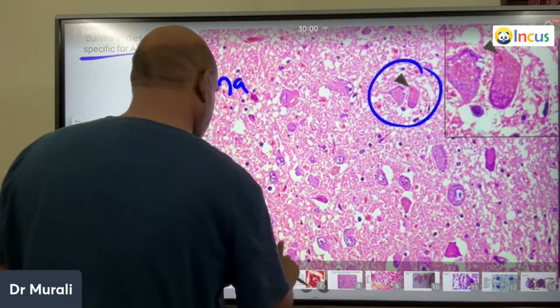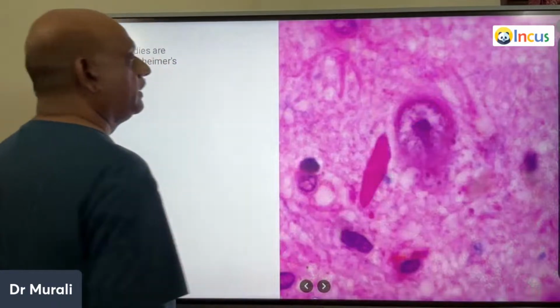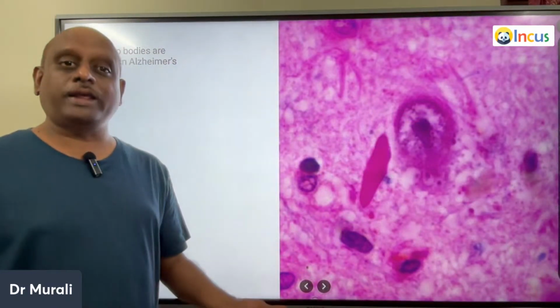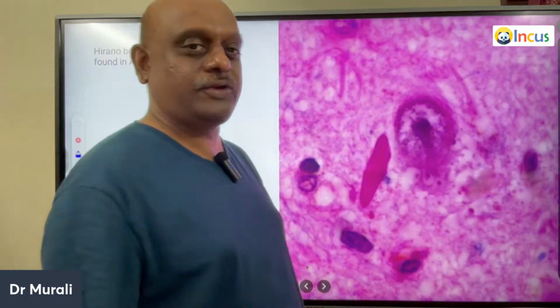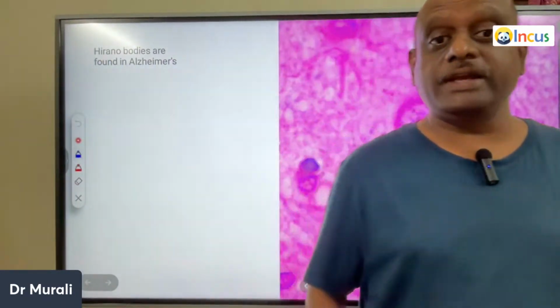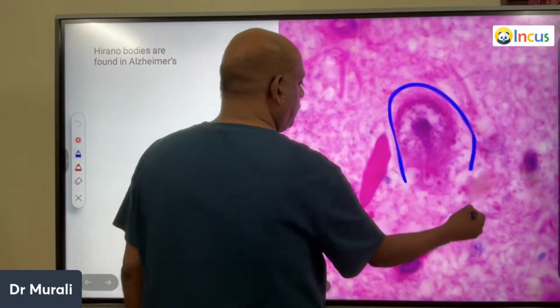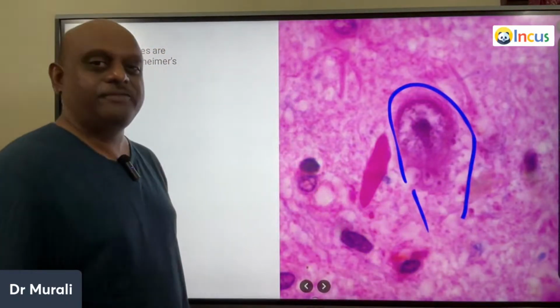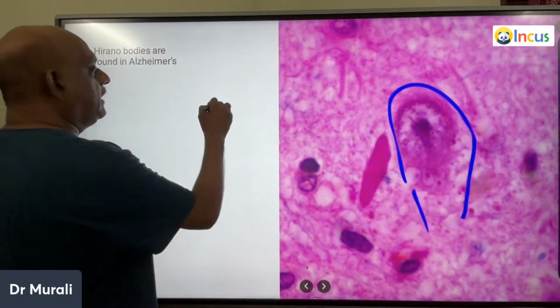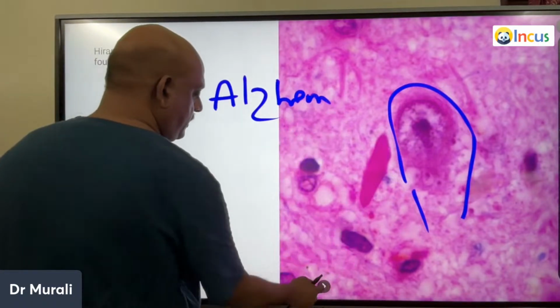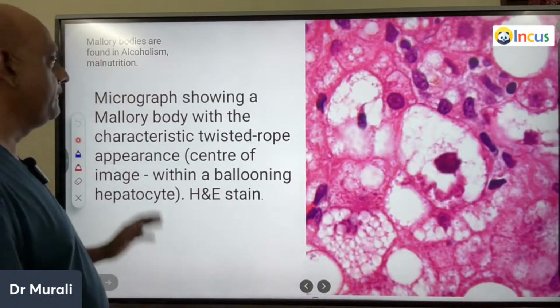Now, what are these called? Hirano bodies. One of the favorite questions of the examiner. Where do we see Hirano bodies? This kind of Hirano bodies, we see in the case of Alzheimer's disease. We see it in Alzheimer's disease, is what you should remember.